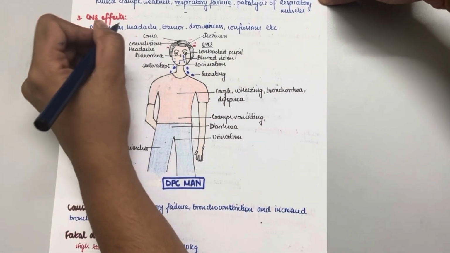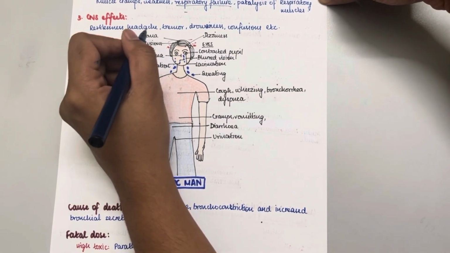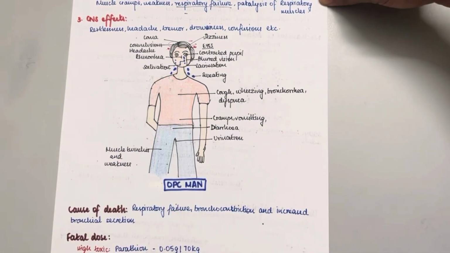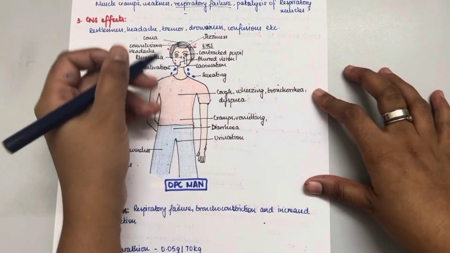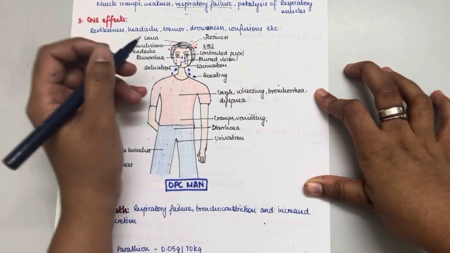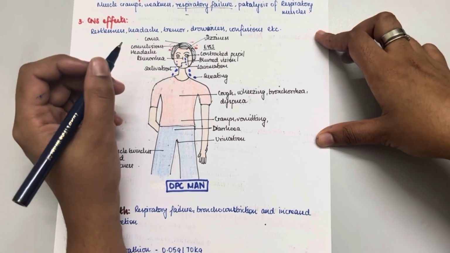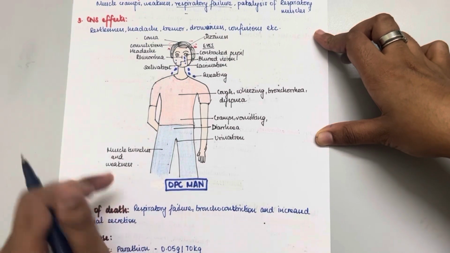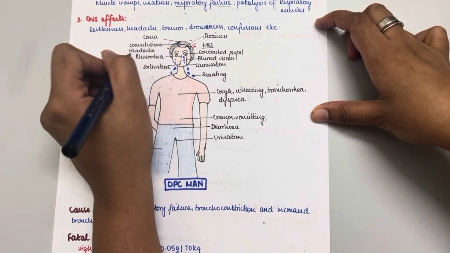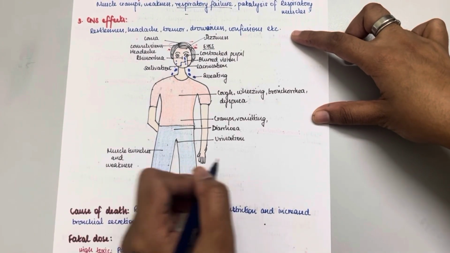So next let us see about CNS effects. The patient will be presenting with restlessness, headache, tremor, drowsiness, confusion, etc. So to make it more interesting, I have drawn a person representing OCP man. So this man presents with all the clinical manifestations that we have studied so far. Let's see from head. That is the patient presents with coma, convulsions, headache, that is CNS effects, and also tremor.